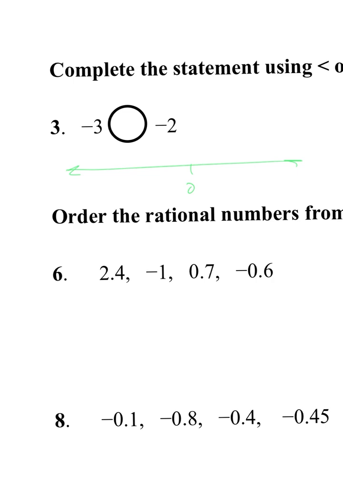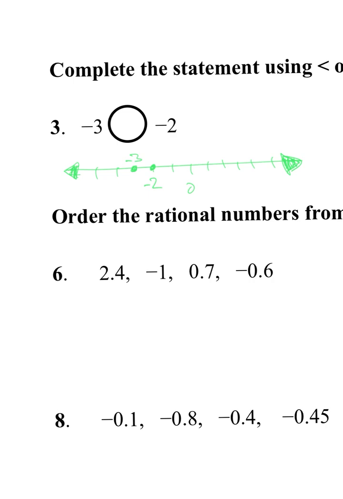put 0 in the middle, and then go 1, 2, 3, 4, 5 to the left, and then 1, 2, 3, 4, 5 to the right. That's just the way I like to draw my number lines. Anyways, let's go ahead and plot negative 3. Negative 3 is to the left of 0, so 1, 2, 3. That would be negative 3. And then negative 2 from 0 is 2 to the left, so negative 2.